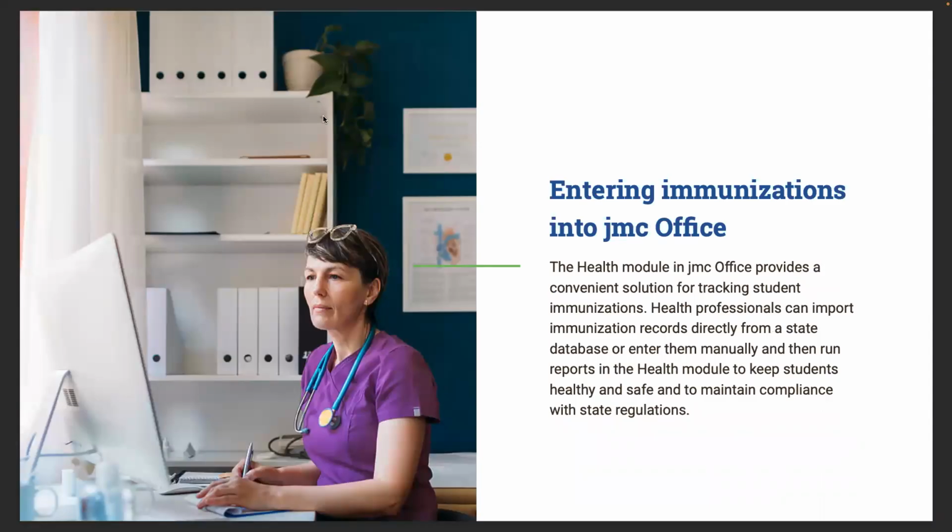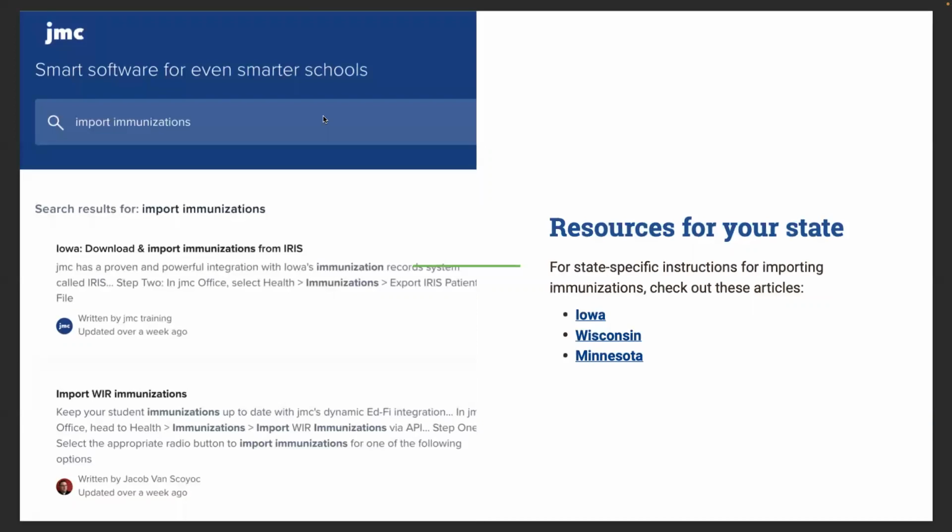The health module in JMC Office provides a convenient solution for tracking student immunizations. Health professionals can import immunization records directly from a state database or enter them manually, and then run reports in the health module to keep students healthy and safe and to maintain compliance with state regulations.